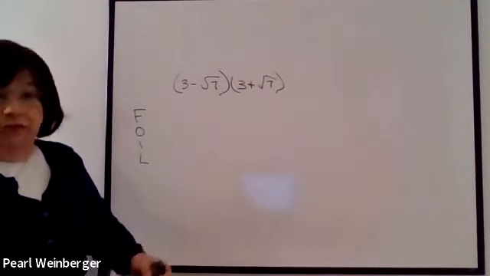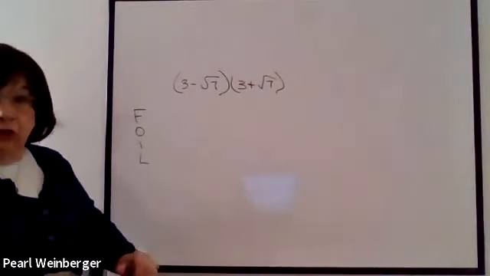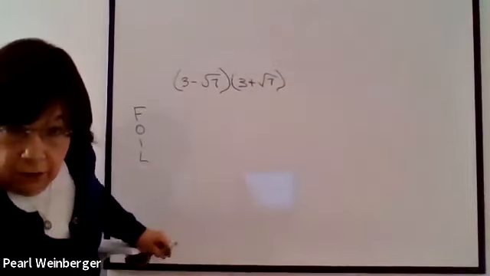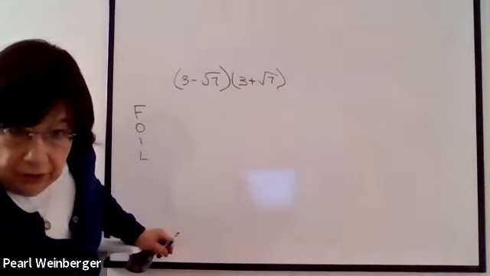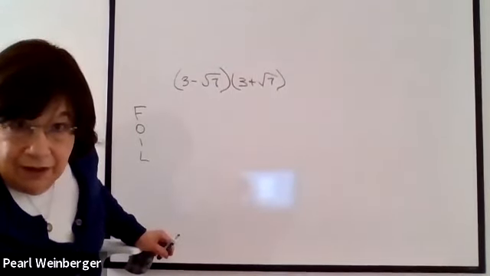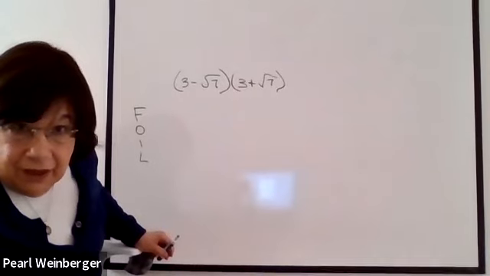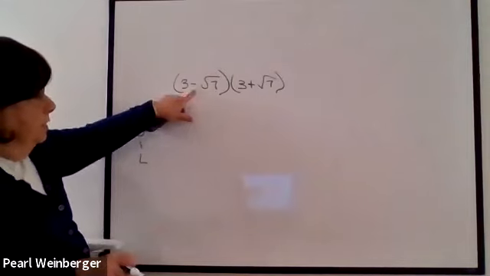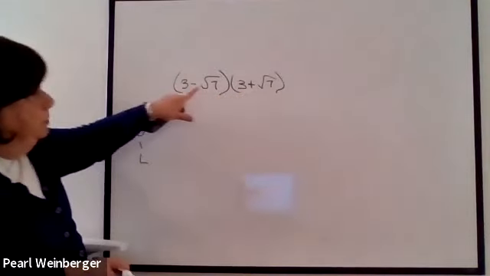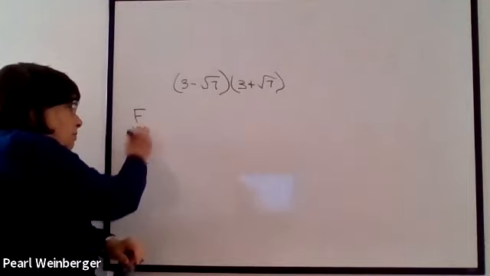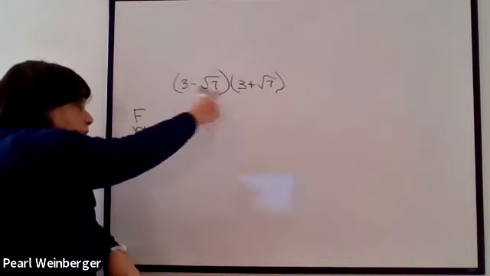Okay, I think we had enough time to do this because this really should go quickly. There are obviously conjugate binomials. And I see a couple of people already got the answer. Because they're identical binomials, except one has a plus and one has a minus. So I can just forget about the outer and the inner and just do first and last.